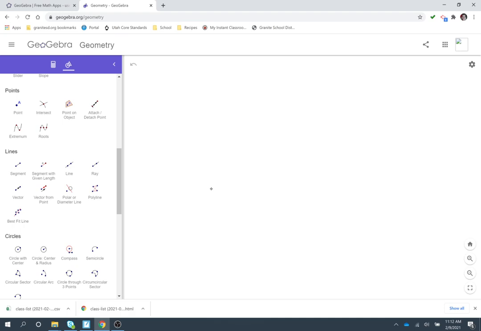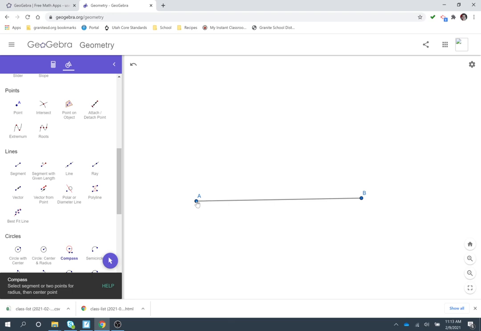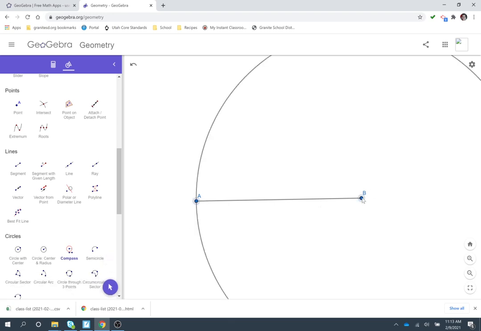Now, in order to construct our perpendicular bisector, we're first going to start with a segment, and you can just put your segment AB anywhere you want. That's our starting point, and now we have to figure out how to make the perpendicular bisector. In order to do that, I'm going to come grab my compass tool. I'm first going to measure the distance between A and B, and I'm going to place that circle at A. Then I'm going to measure from A to B again, but this time I'm going to place it at B.